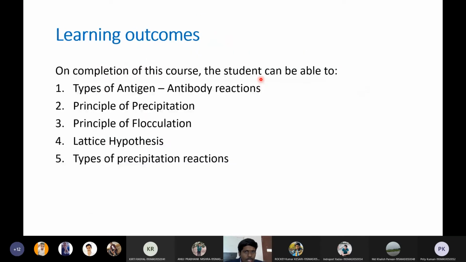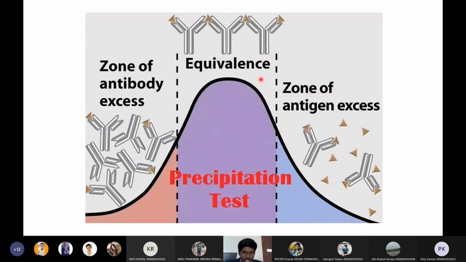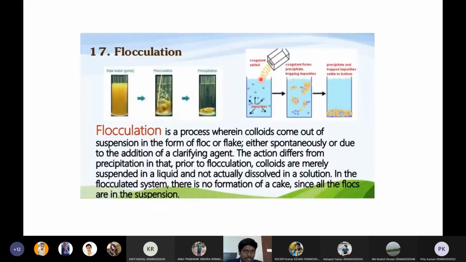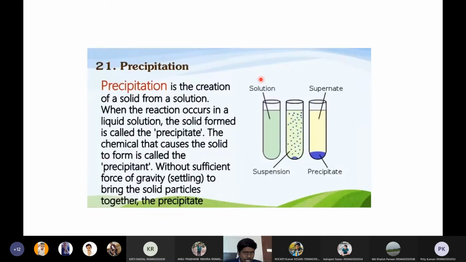Now I will show you the exact pictures of these tests. See here, very important. First I discussed precipitation. Precipitation test means if the antigen antibody complexes sedimented into the bottom of the test tube, such reaction is called precipitation reaction. Now if it is floating on the surface of the test tube, then it is called flocculation test.